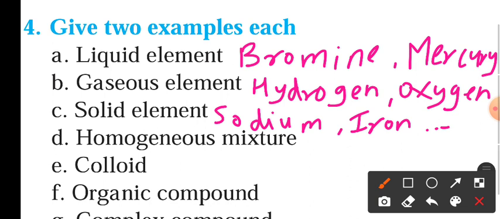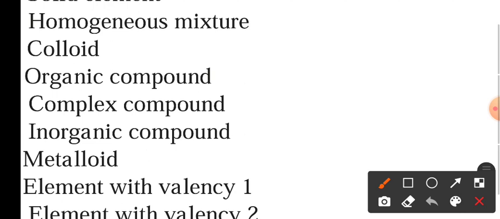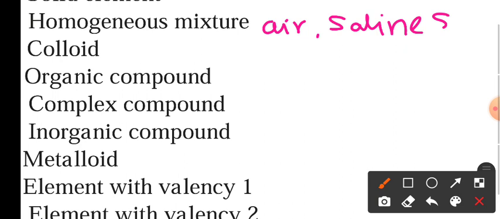Then next one, homogeneous mixture. So this one is over, now we will go towards the homogeneous mixture. Homogeneous mixture you can write as air, because in the air we have different gases which are mixed together, we cannot distinguish between the various gases, so it just looks like air, that's it. Further, we can write a saline solution. Saline solution means salt in water. Once we mix salt in the water, it becomes a homogeneous mixture. We cannot make a difference between them.